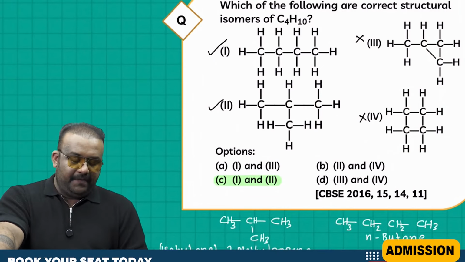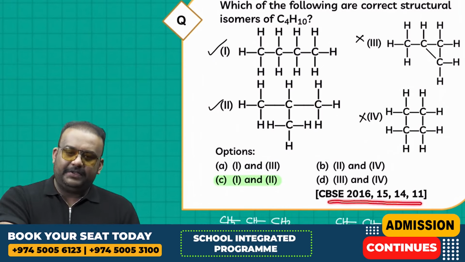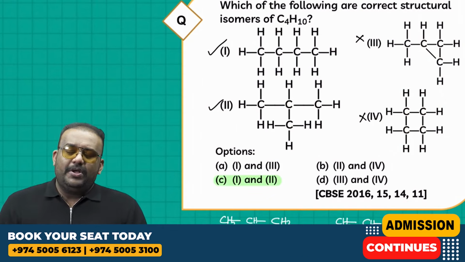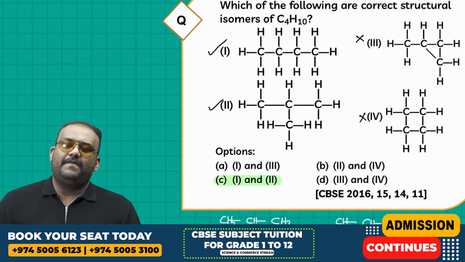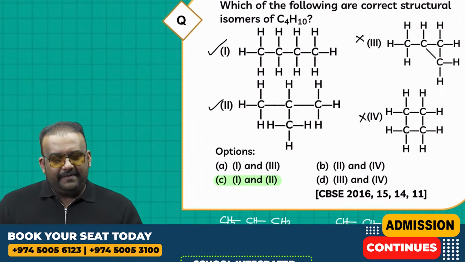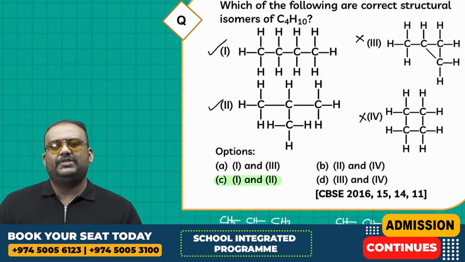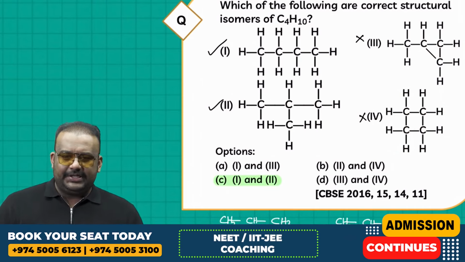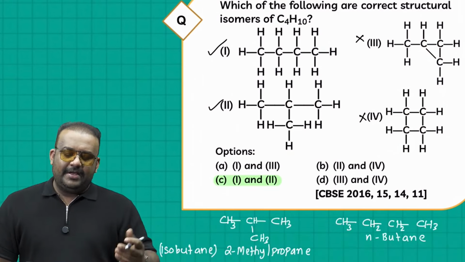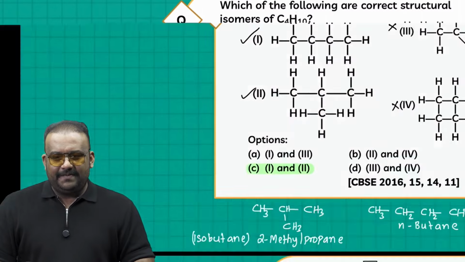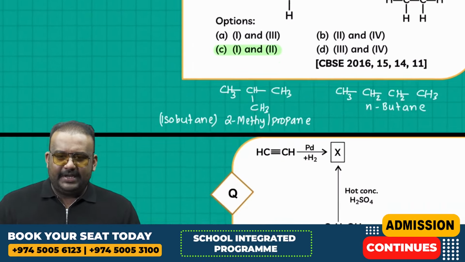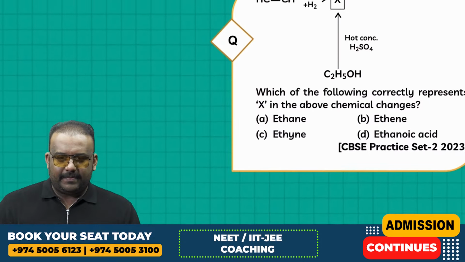And in fact, if you notice, you can see the frequency of this question. It has been asked a number of times in board exams. So you have to be very clear about the isomer segment, learn the definition, and draw the isomers possible for various compounds like C4H10, C5H12, C6H14, like that. So I hope this question is clear to everyone. Right, so let's move on to the next question.